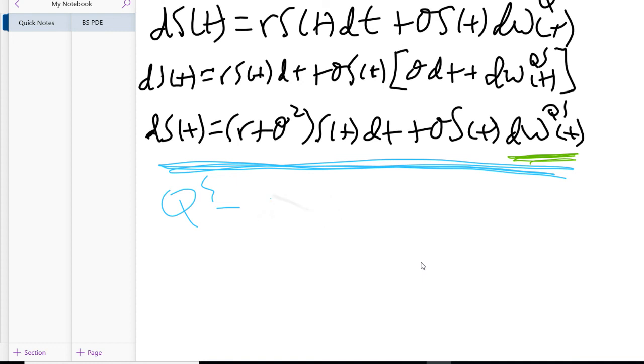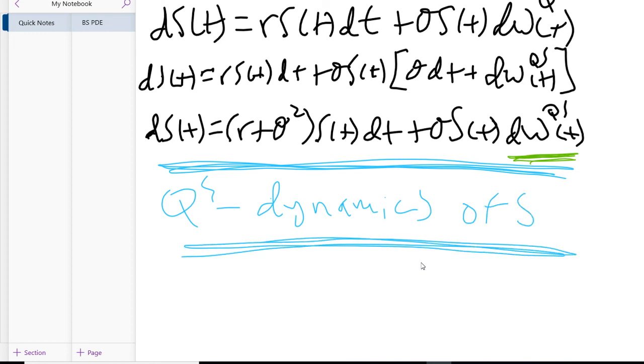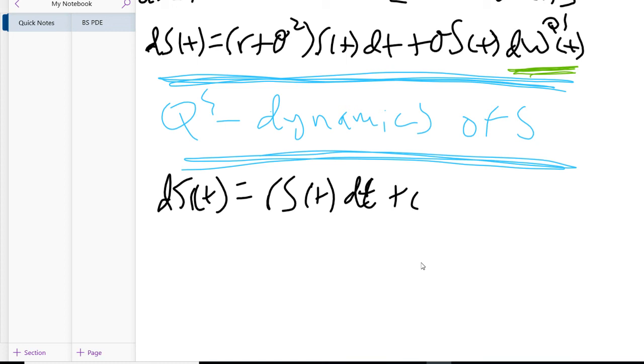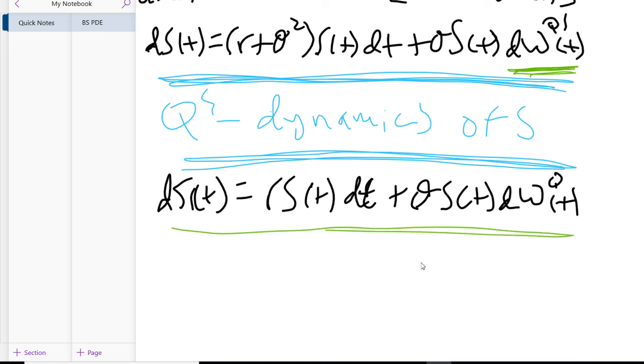QS dynamics of S. That is when we have what's called numeraire asset as S. And just to have it all here, recall that we also had dS, which we already effectively knew from solving the PDE, r S t dt plus sigma S t dWQ. These were the Q dynamics of S.